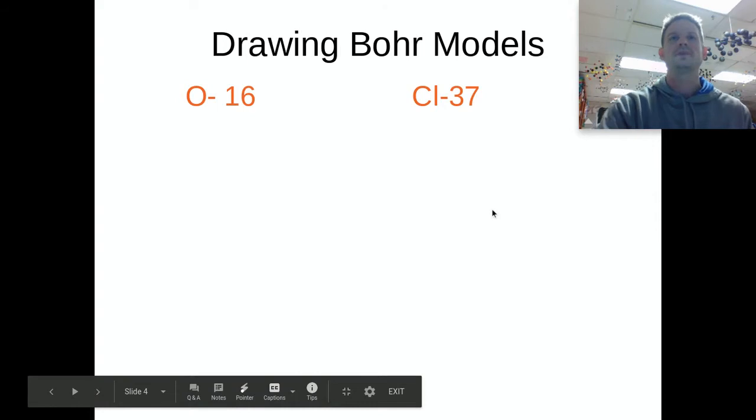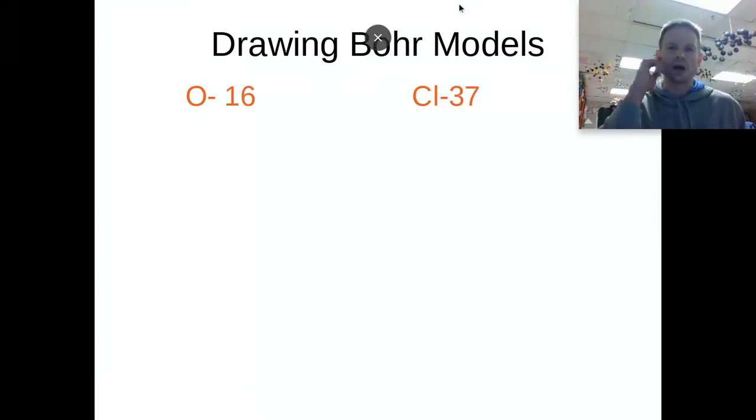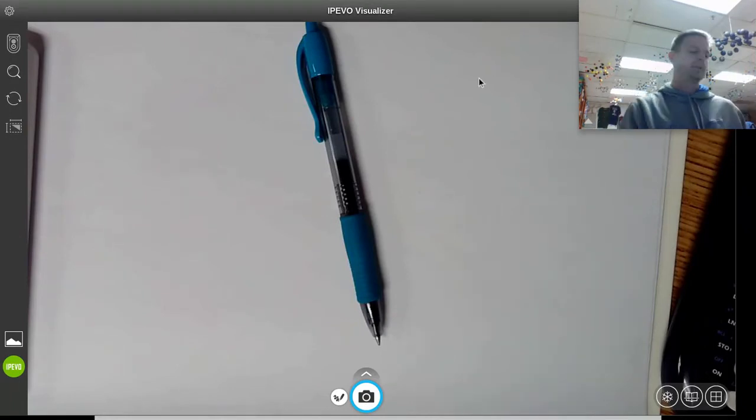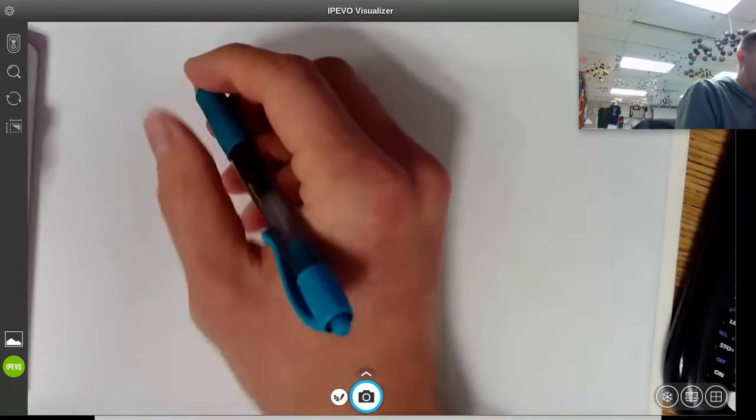We're going to draw a couple of these Bohr models. We're going to do oxygen 16. Remember, that's just the mass, so it doesn't matter. And then we're going to do chlorine 37. What we have to know for that is just the number of electrons.